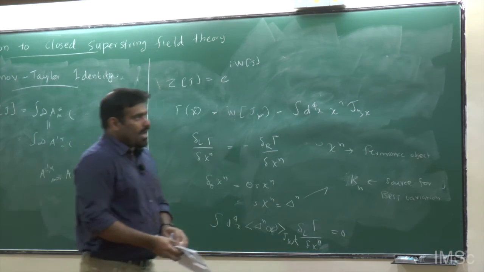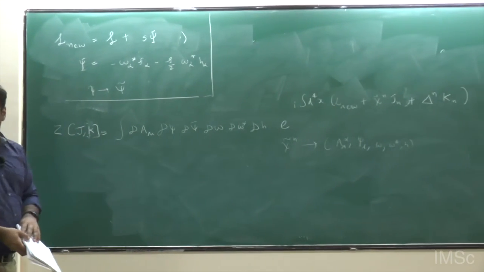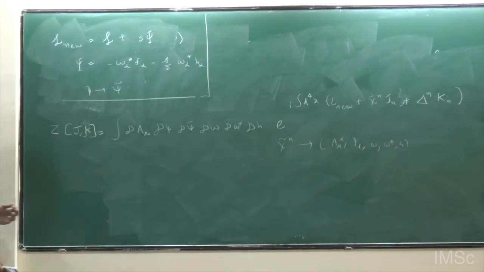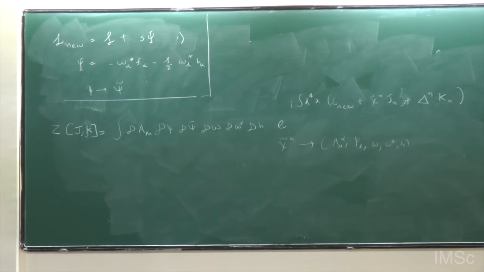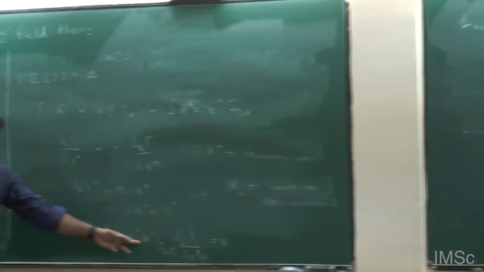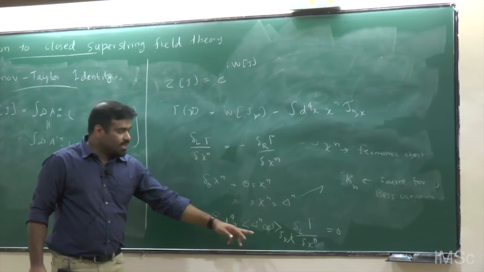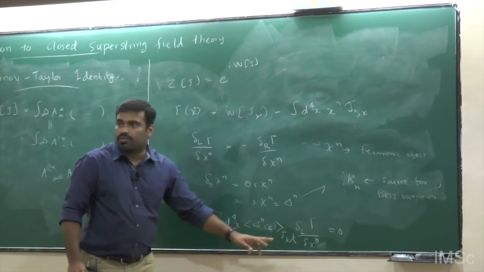So remember, I'm trying to figure out a relation satisfied by the generating function. So when I introduce more sources, then I have another set of relations. So this is not just a correlation function. This is a correlation function that you compute with the source in it. So it's more than just a correlation function without a source.